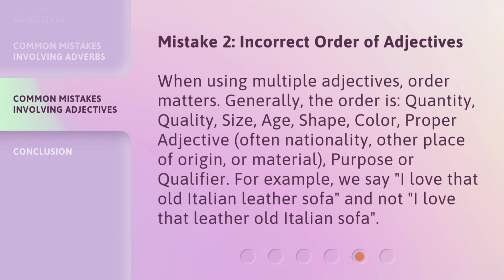Mistake 2. Incorrect order of adjectives. When using multiple adjectives, order matters. Generally, the order is quantity, quality, size, age, shape, color, proper adjective, often nationality, other place of origin, or material, purpose or qualifier. For example, we say, "I love that old Italian leather sofa," and not, "I love that leather old Italian sofa."